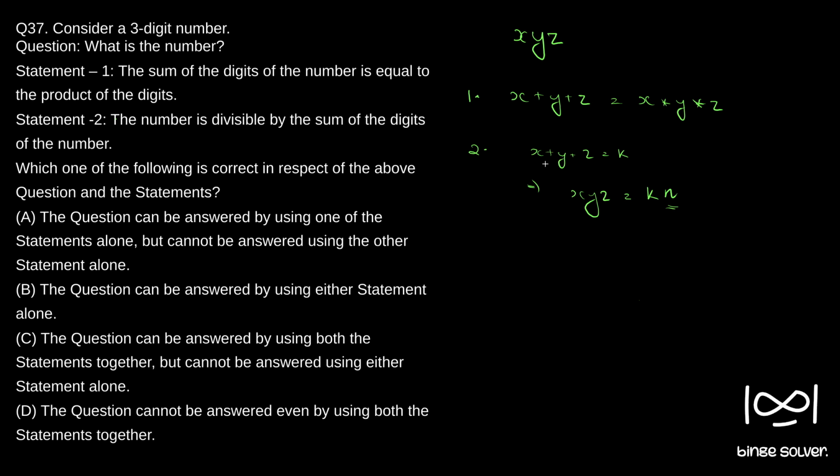So the number is divisible by the sum of the digits. Let's think about different sums. Even in statement 1 and statement 2, the sum of digits is there. What is the minimum sum that this 3-digit number will have? The minimum sum, can it be 2? Is it given that all the 3 digits are unique? No. So if statement 2 alone is given, the number is divisible by the sum of the digits of the number.